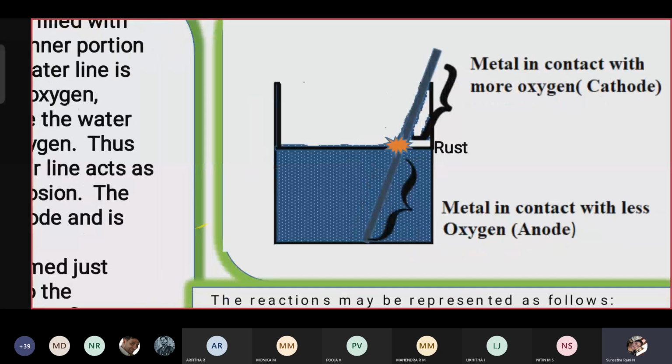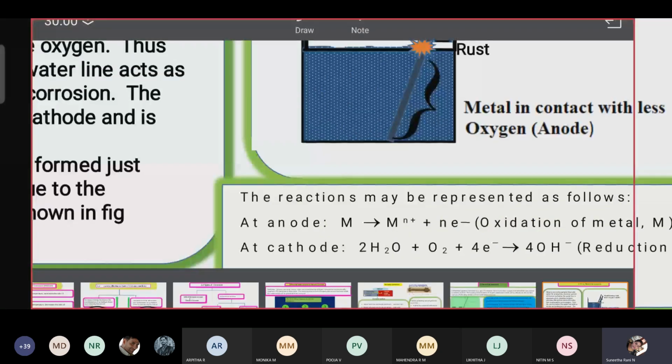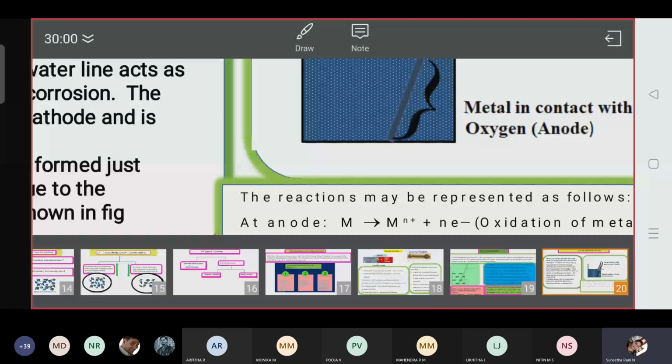And what is the type of reaction which is taking place? The reaction takes place below the water line, which acts as the anode. M gives Mn+ plus ne-, which is nothing but oxidation. And at the cathode, water plus oxygen plus electrons give hydroxyl ions. So these hydroxyl ions form.